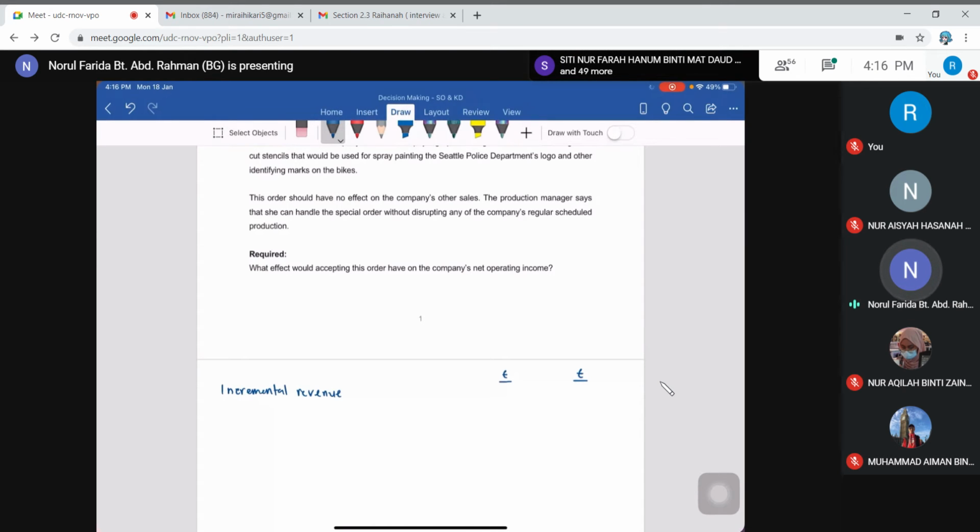So 100 units times 558. That is your sales, so 55,800. And then after sales or revenue, you will minus your incremental expenses or cost. So you will minus your incremental cost.